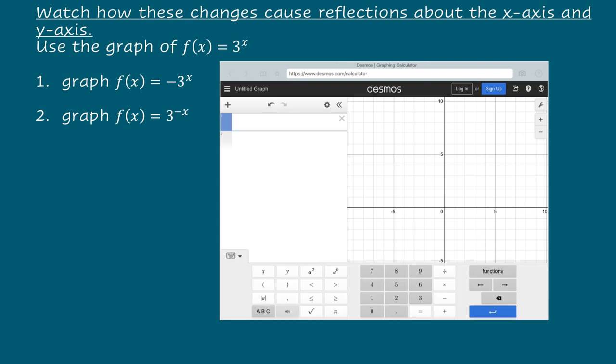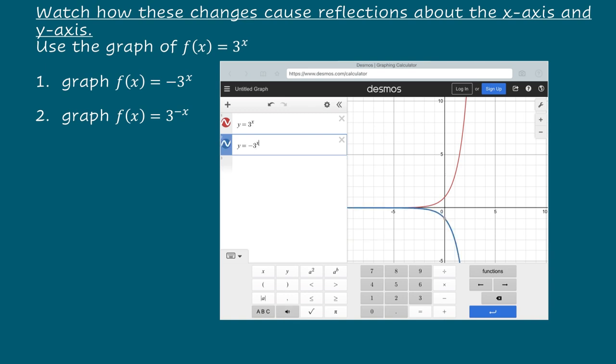So let's just go ahead and take a look at how this changes the graph, and let's do this by just graphing them. Let's go ahead and plot f of x equals 3 to the x. So in Desmos, let's put y equals 3 to the x and have that graph as our first graph. And then let's look at the change that it makes when we make it y equals negative 3 to the x. So y equals negative 3 raised to the x power.